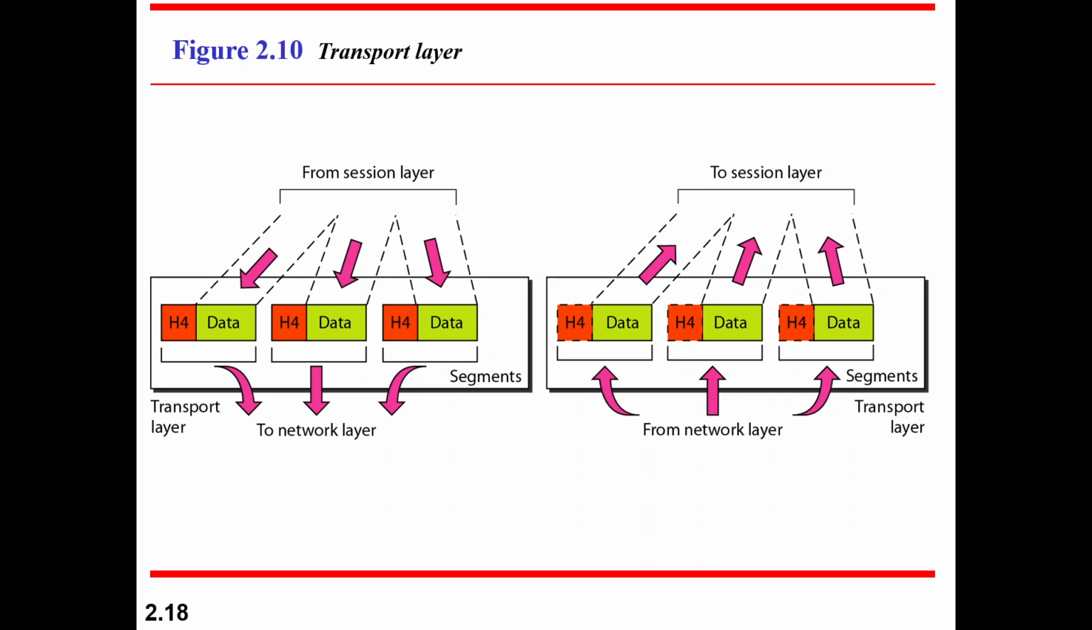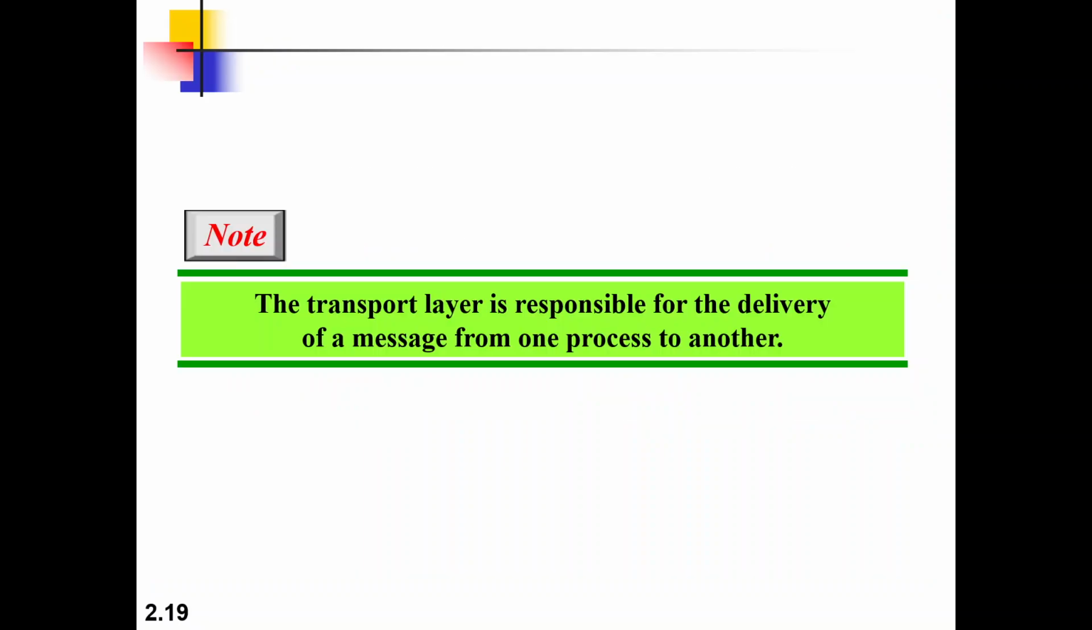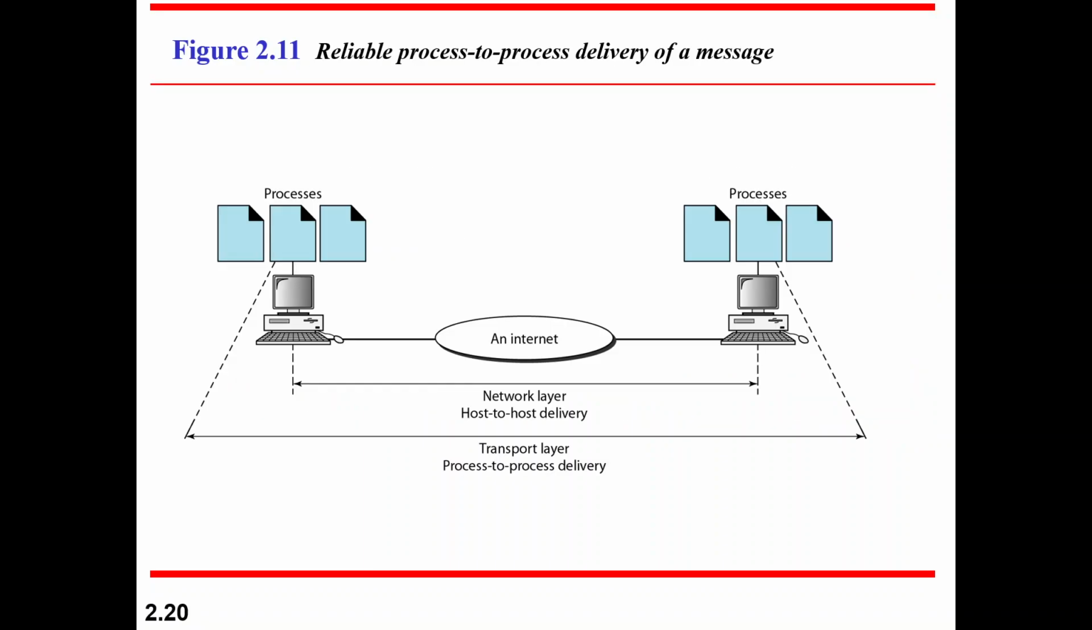Third function of the transport layer is connection control. The transport layer can be either connectionless or connection oriented. A connectionless transport layer treats each segment as an independent packet and delivers it to the transport layer at the destination machine. A connection oriented transport layer makes a connection with the transport layer at the destination machine first before delivering the packets. After all the data are transferred, the connection is terminated.